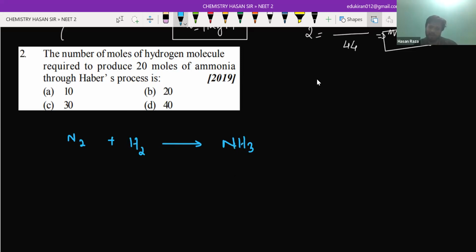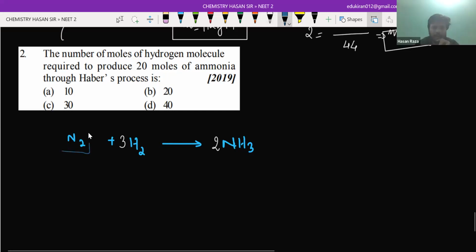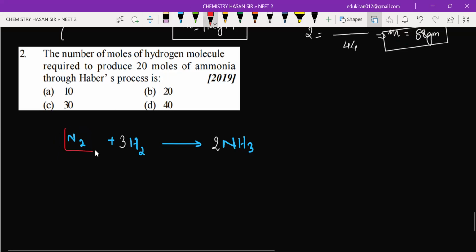So in order to balance it, I'm going to put 2 here so that nitrogen is balanced, but hydrogen on the right hand side is now 6. So I'm going to make the number of hydrogen 6 on the left hand side as well. Now the reaction is balanced, yes or no? Yes, sir. Now you are going to compare what is the stoichiometric coefficient of N2? Isn't it 1? Yes, sir. And the stoichiometric coefficient of H2 is 3.